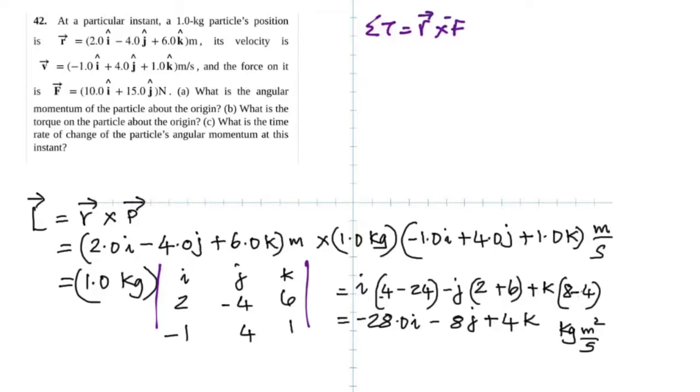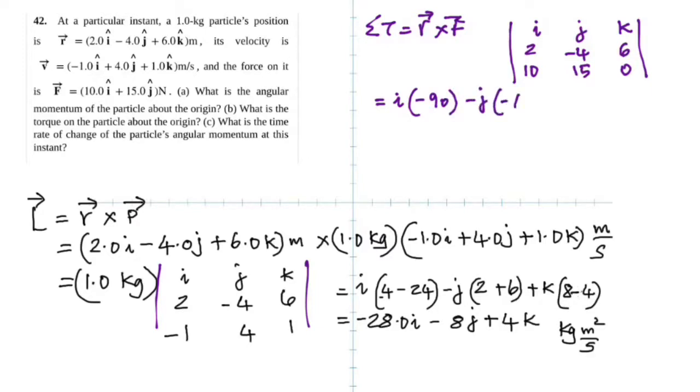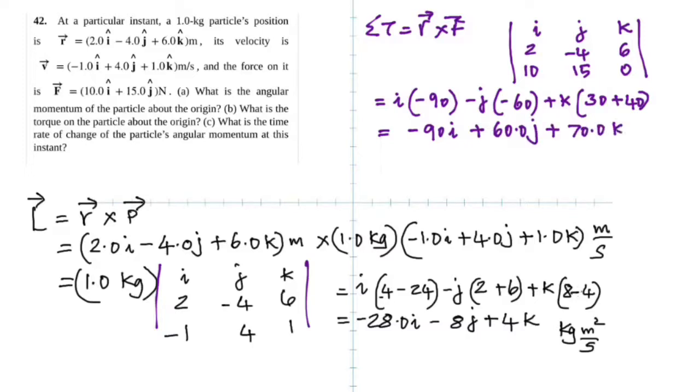Second question is, what is the torque? Torque is the cross product of R and F. So do the same thing, except that now you take the cross product between R and F, just like we did before. And when you do that, you get negative 90i plus 60j plus 70k. This also shows you how to take cross products. So that is an important problem.